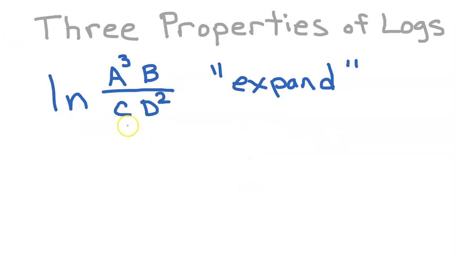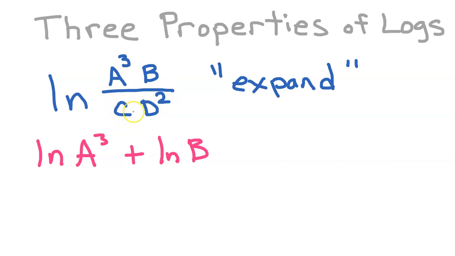So here's a combination of all three properties. First of all, notice that we have 4 factors here: the A, the B, the C, and the D. If we want to expand this, we're going to end up with 4 terms. So I'm going to have the natural log of A to the third power. This is positive because it is in the numerator. Think of it that way. I'm going to have plus the log of B. Again, this is positive because it's in the numerator.